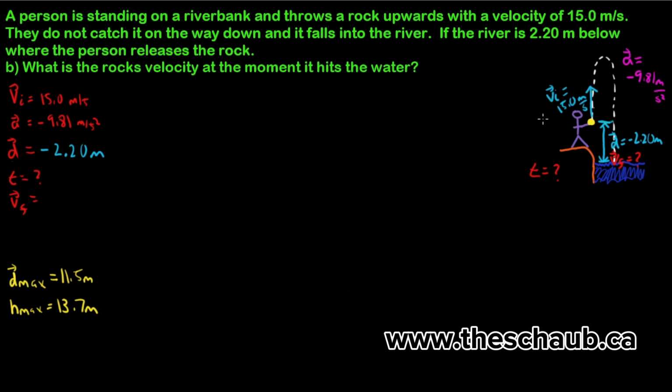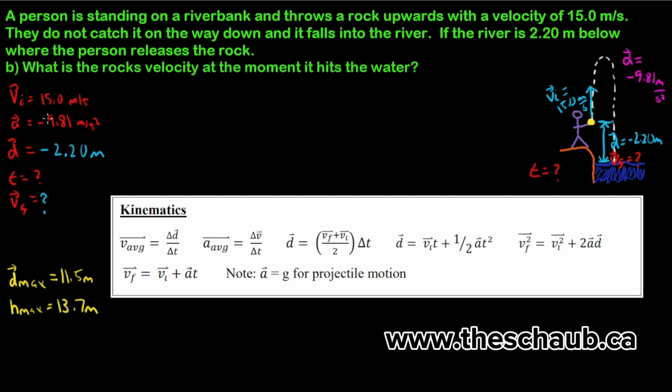So now that we've cleaned up our diagram and we've cleaned up our variables, we're ready to find the rock's velocity at the moment it hits the water. So we're looking for VF here. And we have 3 variables and just our unknown, so we can immediately jump to picking our kinematic equation. For part B, we have our VI, we have our acceleration, we have our displacement, and we are looking for our VF. We're not looking for our time t, so we can cross out all the kinematic equations that have t in them. And that leaves us with just this one. So this is the kinematic equation we'll use to solve part B.